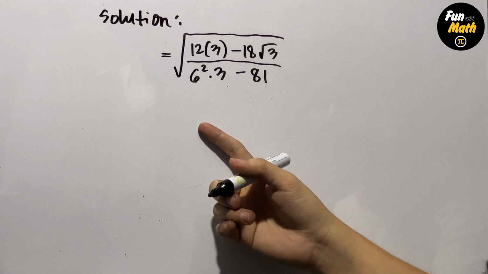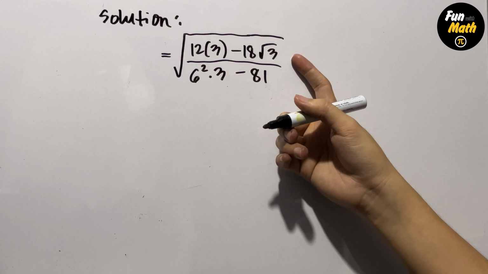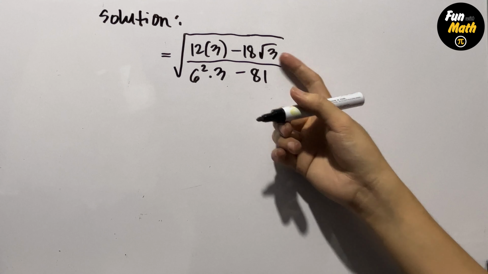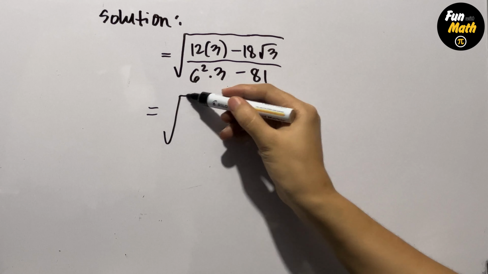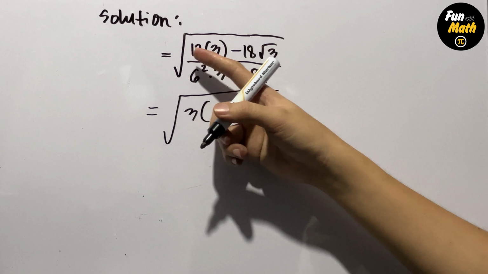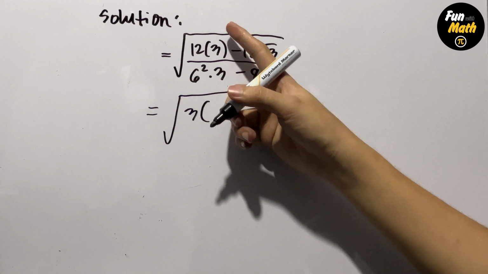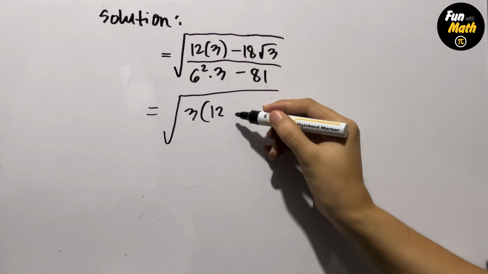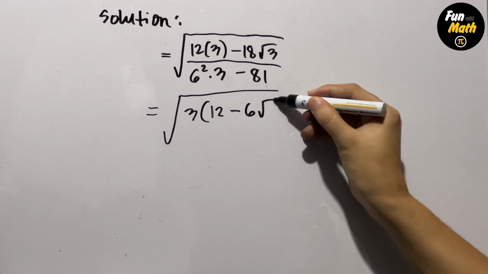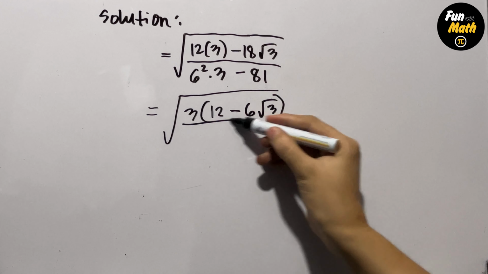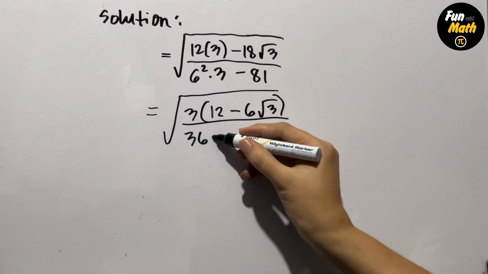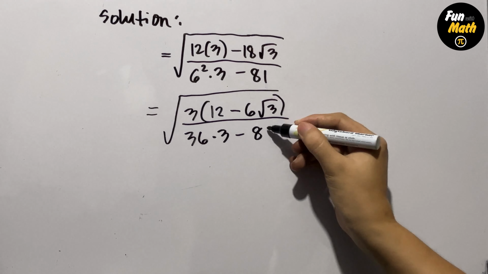And now to continue, for our numerator, we can take out the common. The common is 3. So this is equals square root of 3 times, so we have 12 times 3 divided by 3. This is cancelled. So we have 12 minus 18 divided by 3 is 6. So 6 square root of 3 all over. For this, 6 squared is 36 times 3 minus 81.